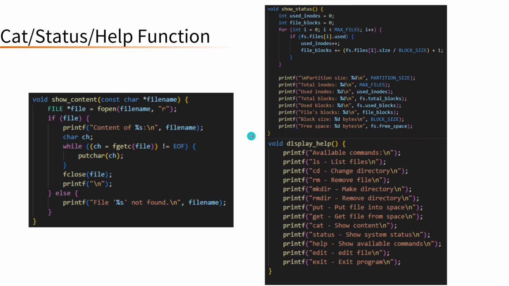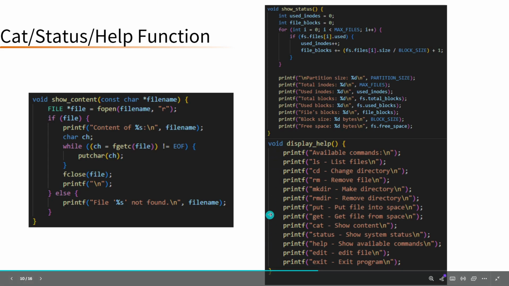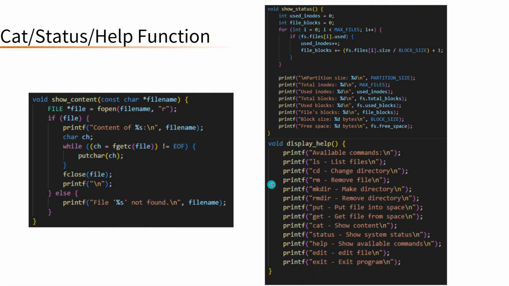So the next part is the help function, and the help function lets the user know every single command it can use in our file system.